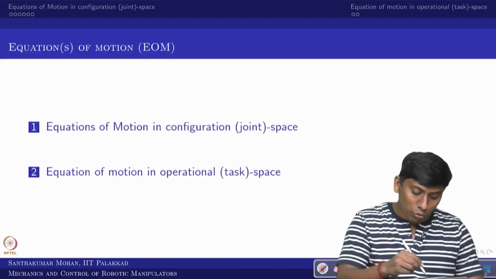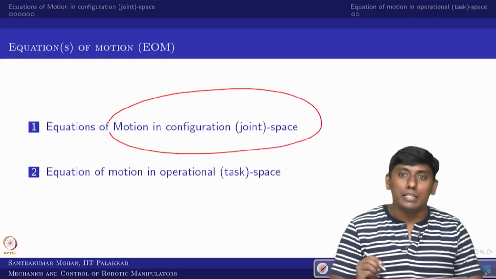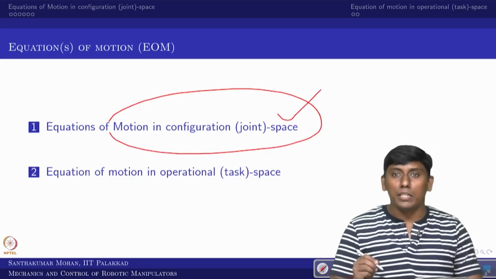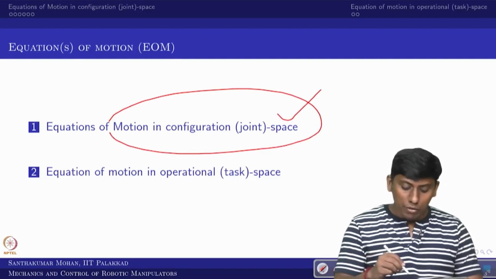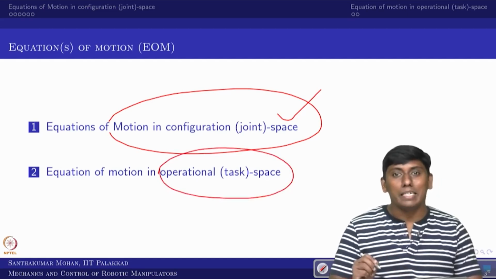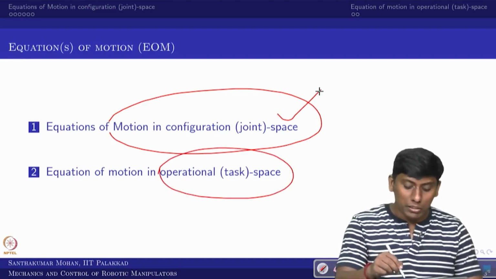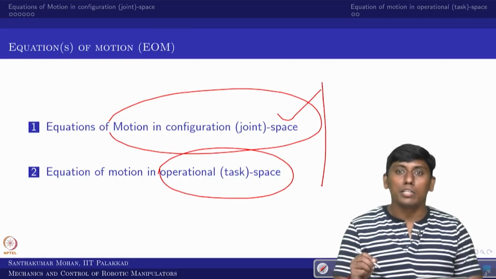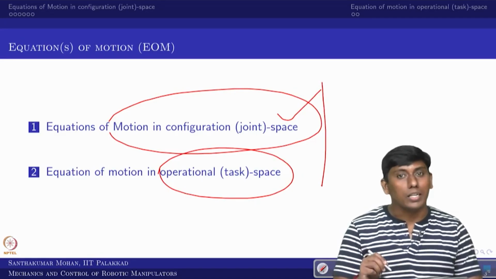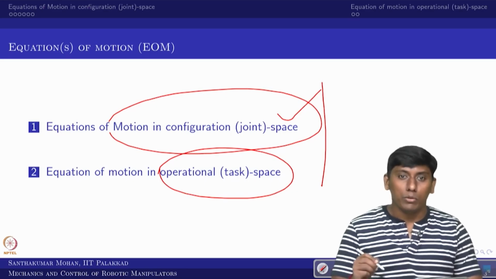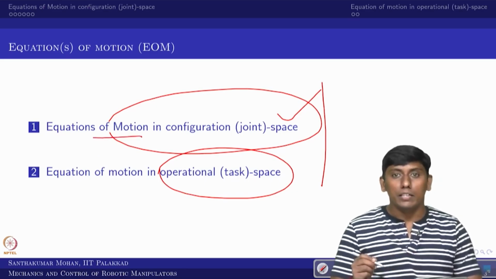In this case, the equation of motion can be written in the general space we call configuration space, which is the manipulator space, or we can write it in the tool or end effector space, which we call operational space or task space. So the equation of motion can be written in state space form, either in joint space or task space. In this lecture, we are going to see both in detail.